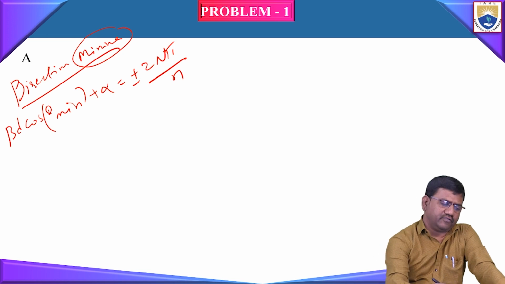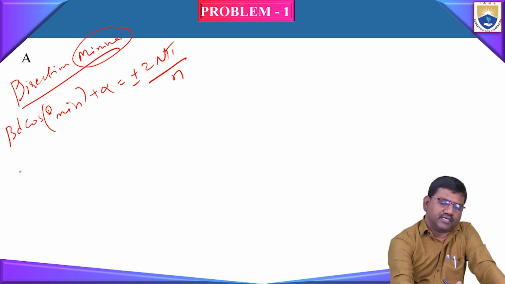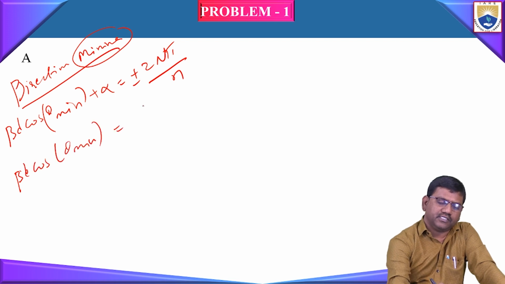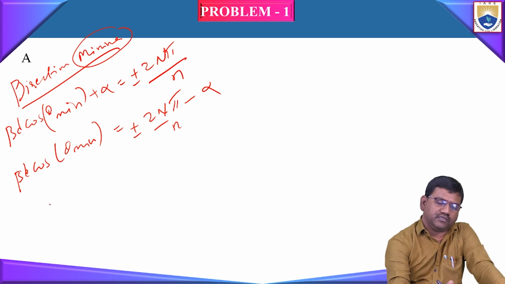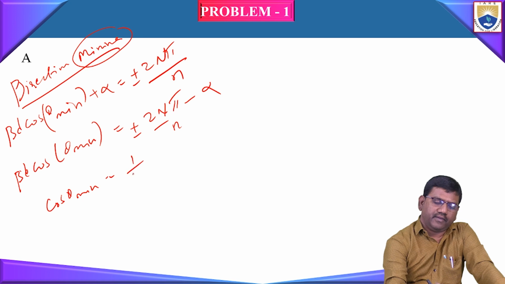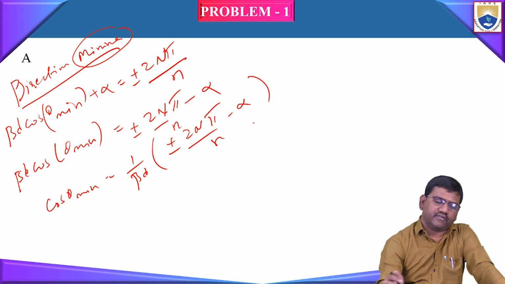So from this we are going to find out the value of cos theta min here. So beta d cos theta min is equal to plus or minus 2n pi by N minus alpha. So here cos theta min is equal to 1 by beta d into plus or minus 2n pi by N minus alpha.